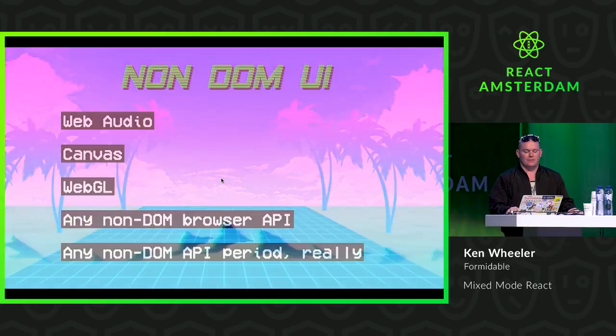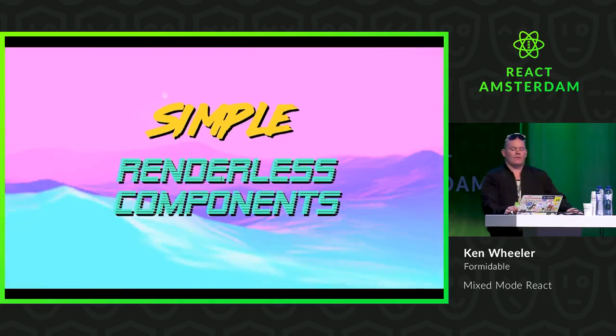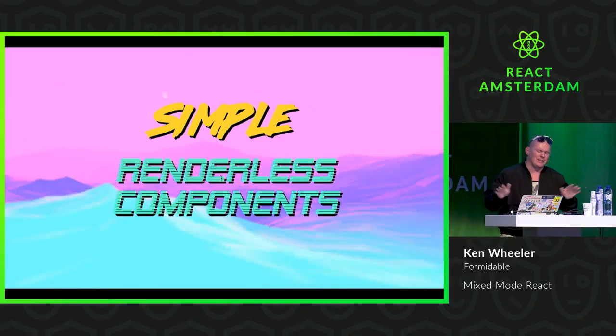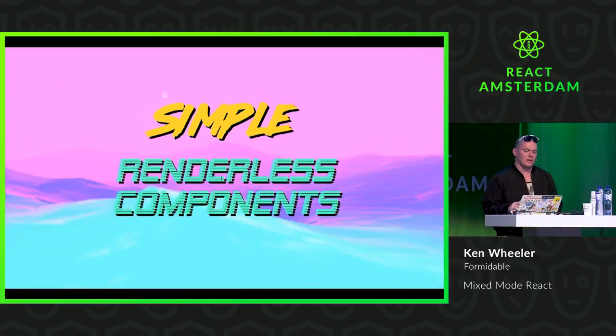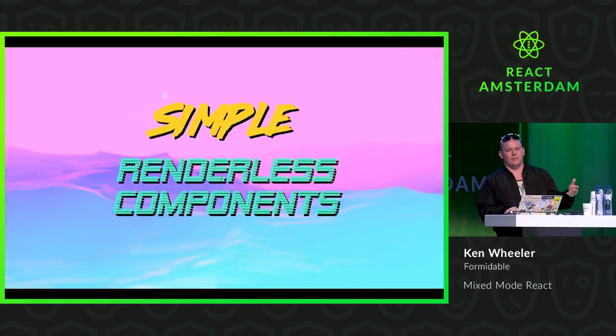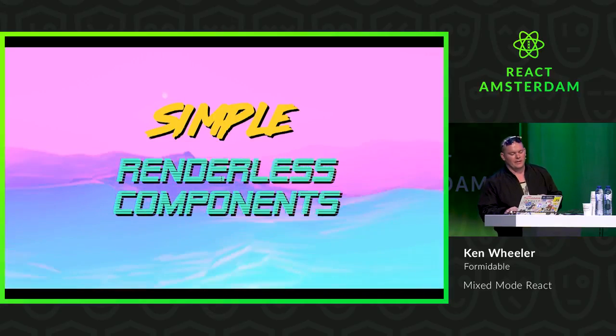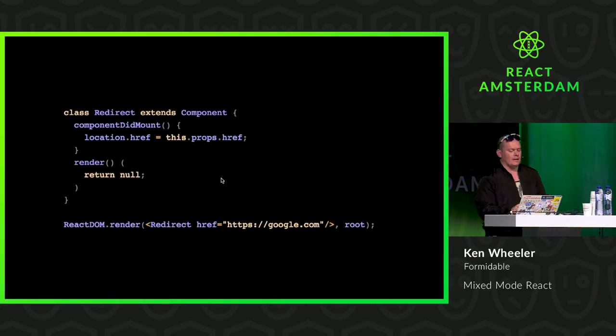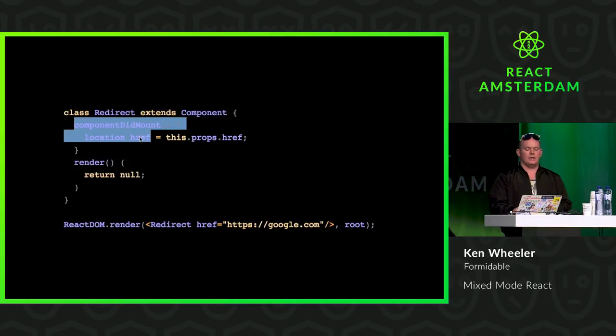You could do a lot. So just to give a really simple example of how this works is something that you might have even done before, just super dumb little components like a redirect, right? Like when this component did mount fires, this will just redirect you to the prop right here. You could throw that in a render path and it'll redirect you.